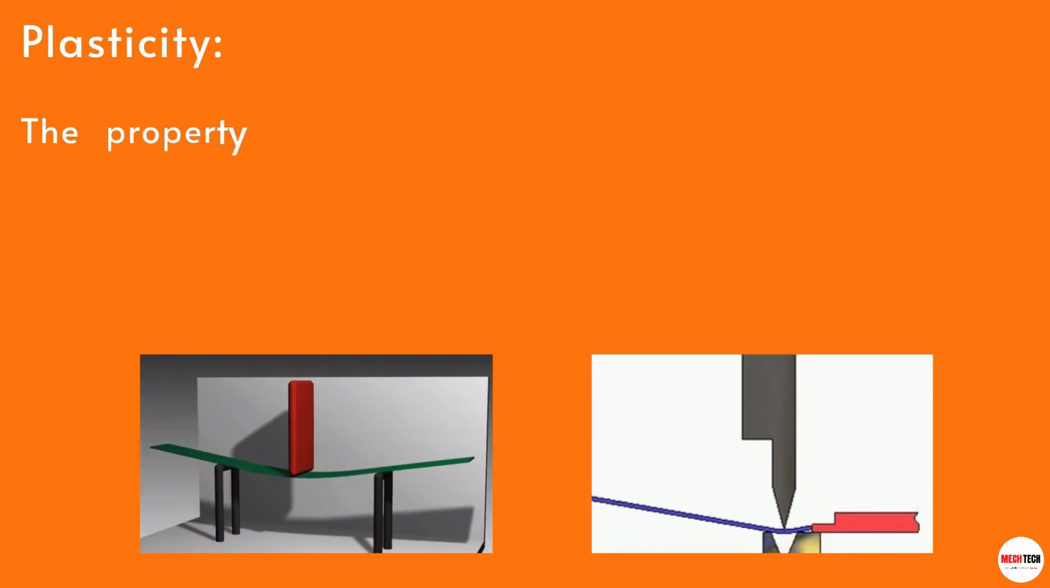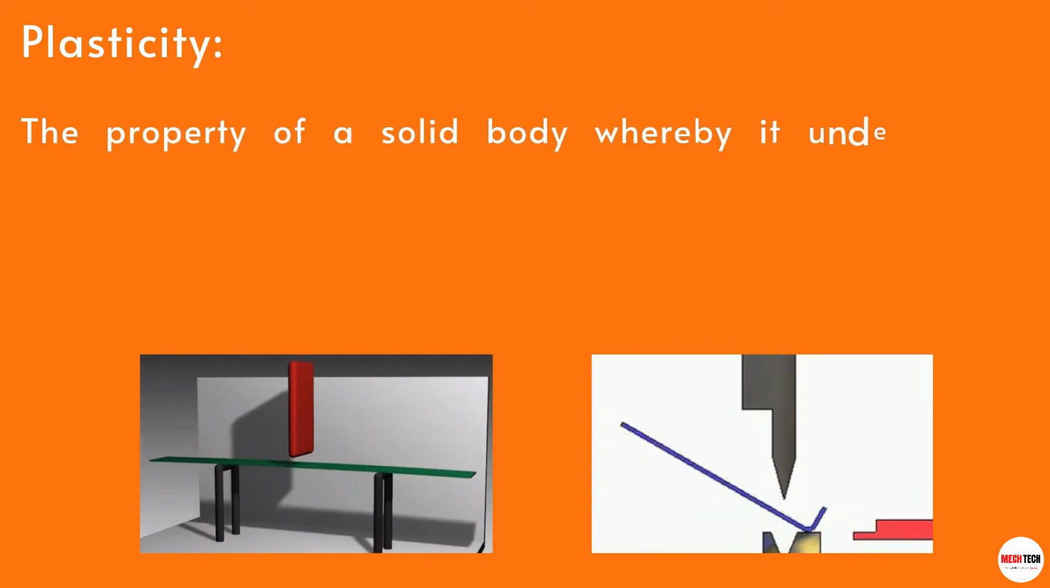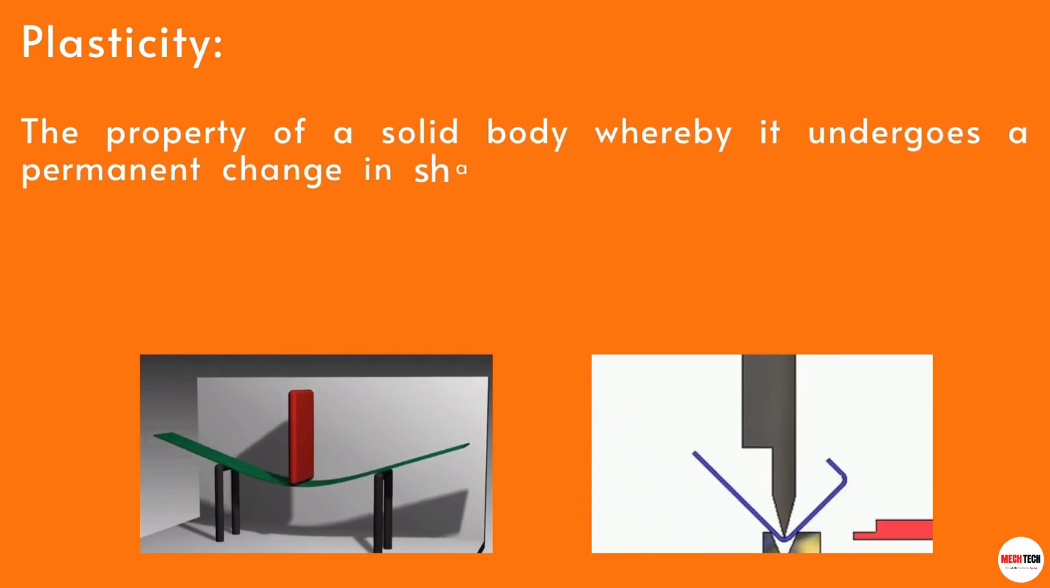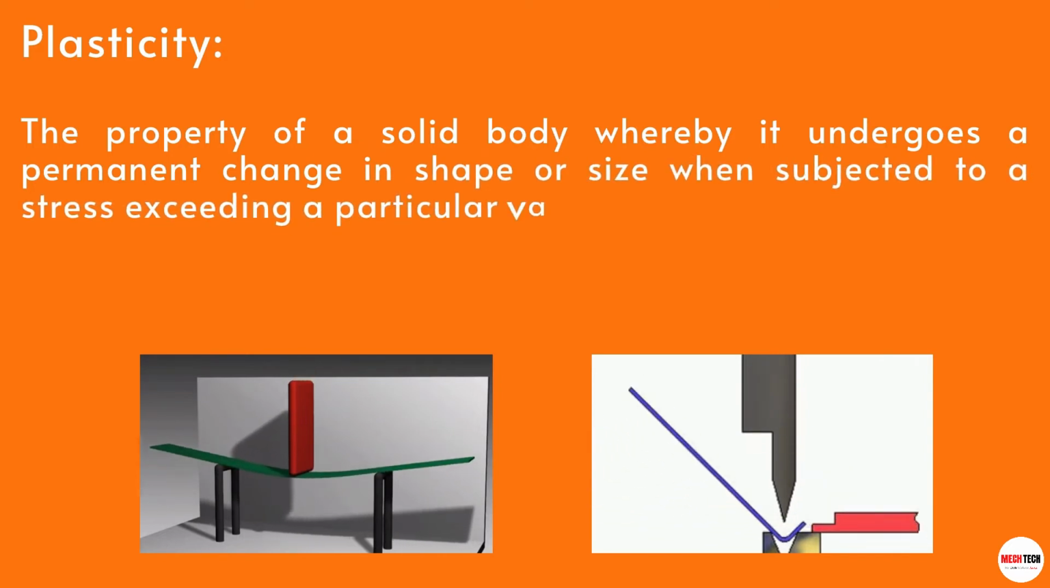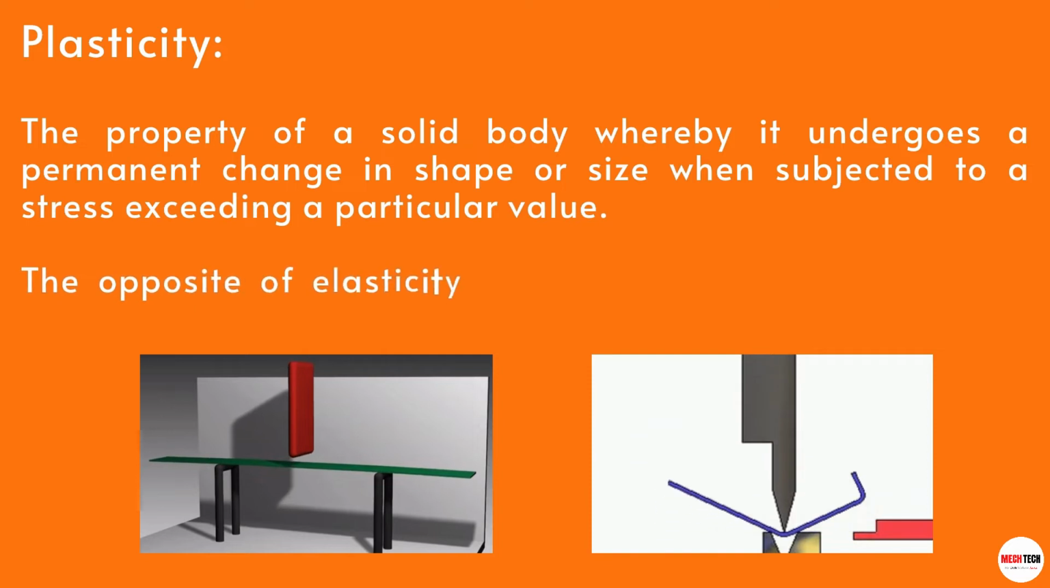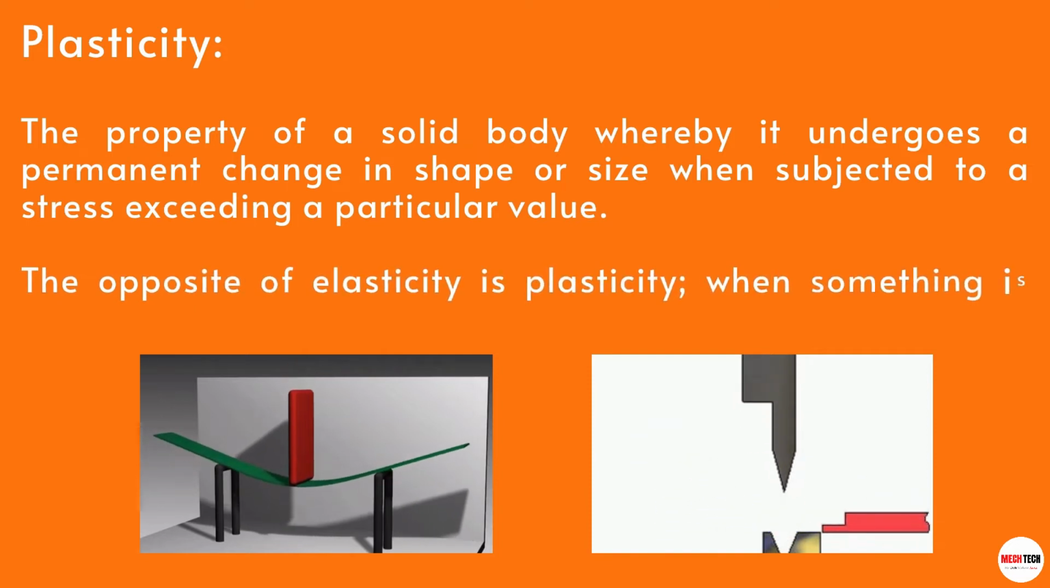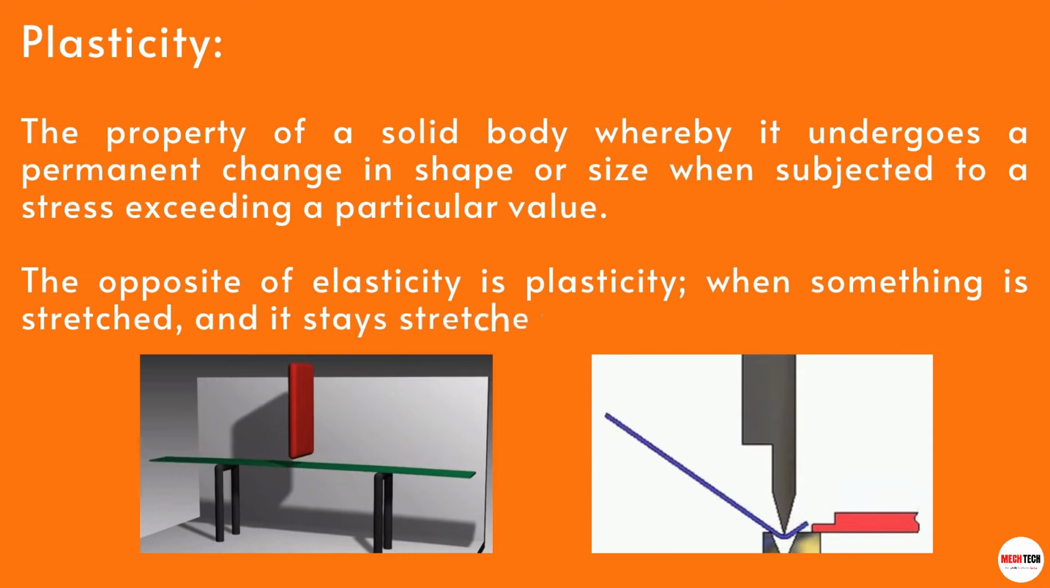Plasticity. The property of a solid body whereby it undergoes a permanent change in shape or size when subjected to a stress exceeding a particular value. The opposite of elasticity is plasticity, when something is stretched, and it stays stretched.